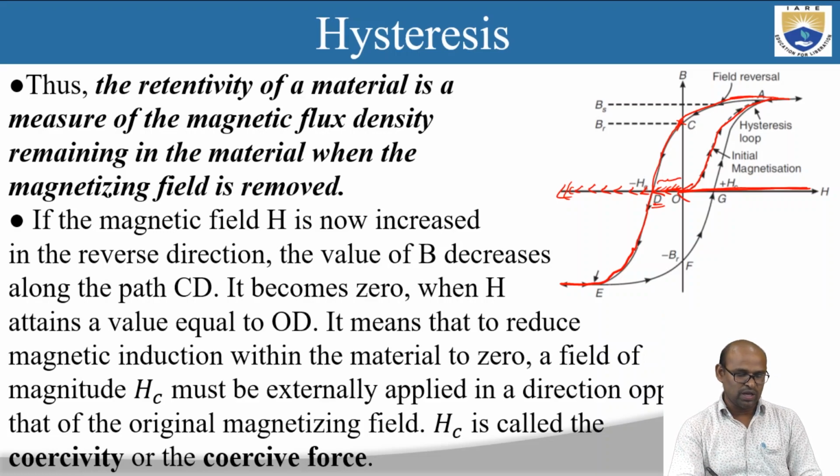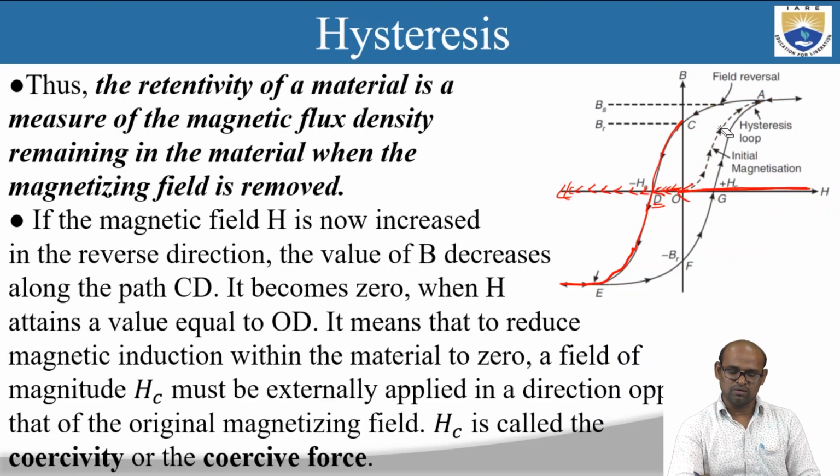So we have defined retentivity, which is OC. The retentivity of a material is a measure of the magnetic flux density remaining in the material when the magnetizing field is removed. Now as we reverse the direction of magnetic field, as I increase the field in this direction.